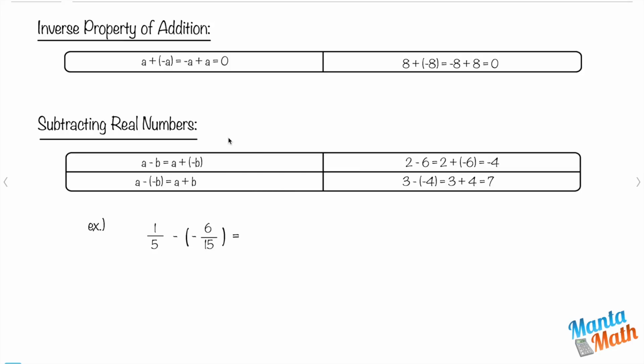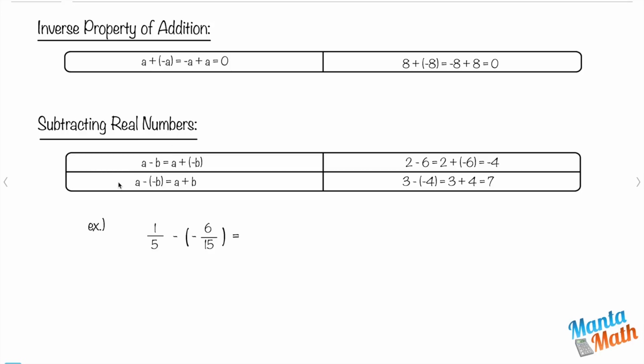It's also important to know our properties. So there's an inverse property of addition, and that just says that a plus -a is the same as -a plus a, which equals 0. Again, it cancels each other out. So for example, you can have 8 plus -8, and that is the same thing as -8 plus 8, which gives you 0. There's also subtracting real numbers, and that's a property.